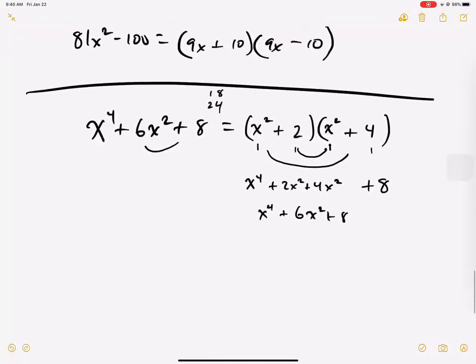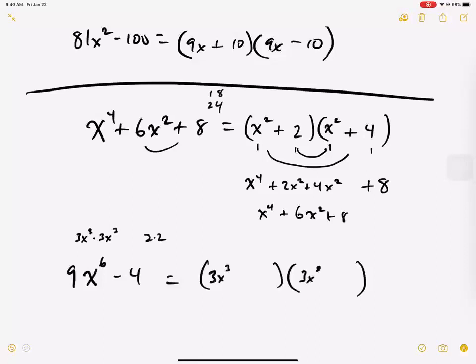That's still a difference of two squares one. If I say, let's say, 9x to the 6 minus 4. Okay. Can I factor this? Is this a perfect square? That's 3x cubed times 3x cubed, and that's 2 and 2, right? So yes, this is 3x cubed, 3x cubed, that's 2 and 2, and plus minus.